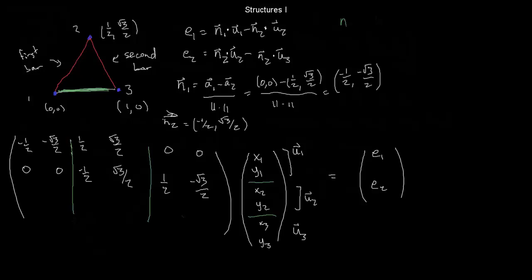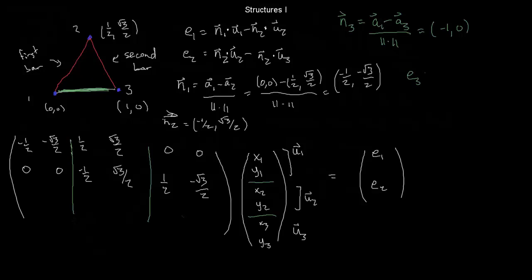So what row? Well, I should compute this n3. That's the normal vector that joins node 1 and the unit vector that joins node 1 and node 3. So it's a1 minus a3 over the norm of that, but the norm of it is going to be 1 because this is an equilateral triangle of side length 1. So this is the vector pointing from 3 to 1, and it's just minus 1, 0.